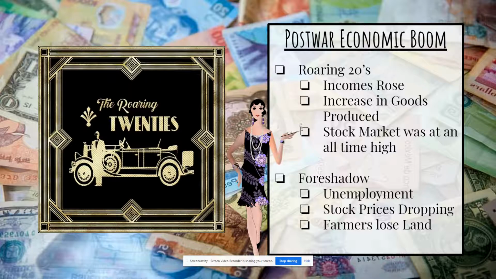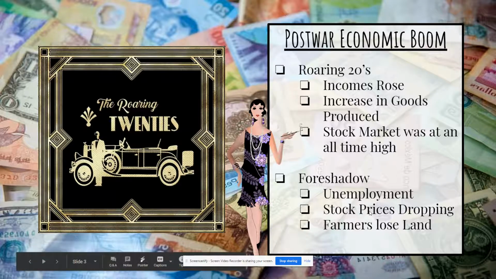But it's not just one company. It's hundreds upon hundreds of companies all throughout America, which leads to this rise and spike in unemployment. Stock prices are going to drop. Ms. Doyle, what are stocks?